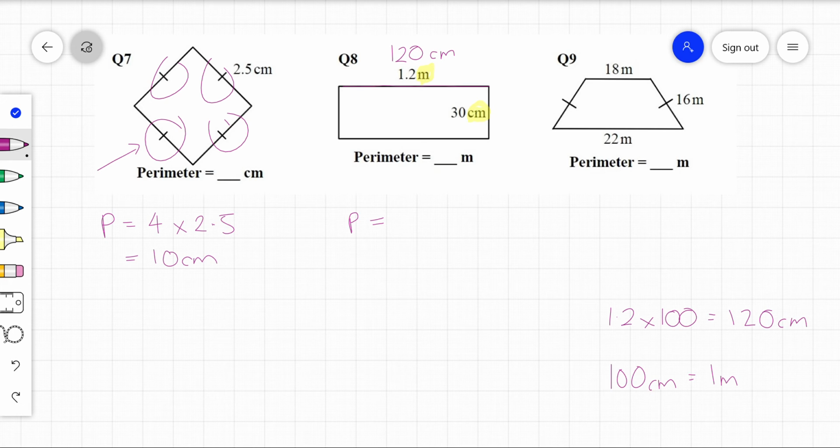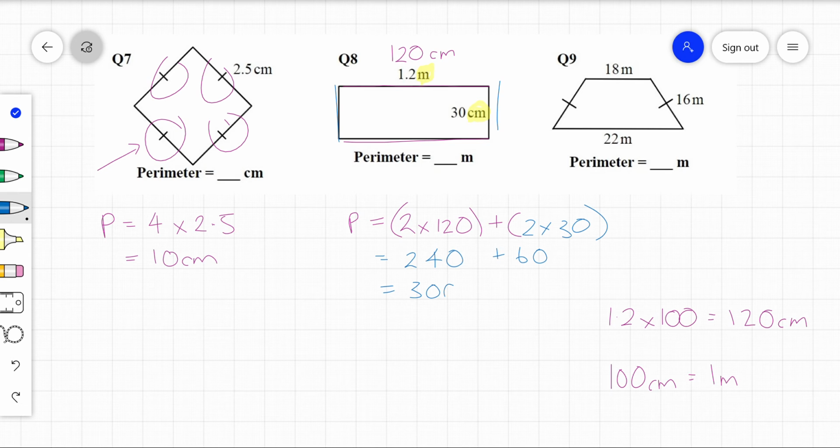If I was doing it in centimeters, let's start. If we go all the way around, you can see we've got 2 lots of those sides. So I've got 2 lots of 120, and I've got 2 lots of 30 centimeters. You don't have to write this line. You can put it straight in your calculator if you would like. But you can see here we're going to get 300, and it's in centimeters.